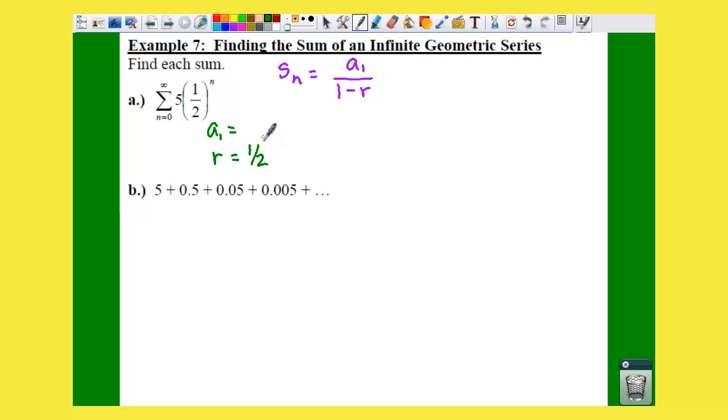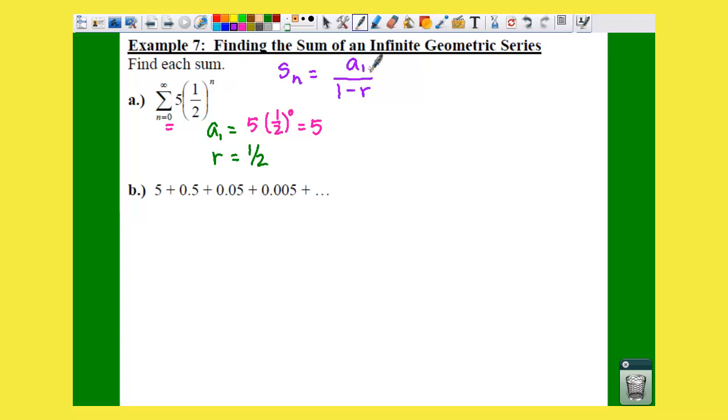And your first term is what you get when you plug in whatever your first term is here, which is n equals 0. So we're going to say 5 times 1/2 to the 0 power. Well, 1/2 to the 0 is just a 1, so we're going to have a 5.